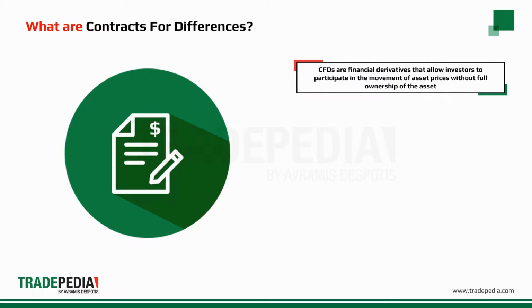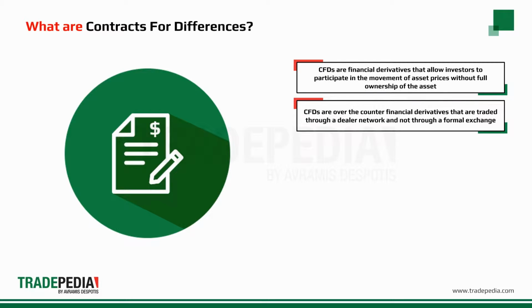Contracts for differences, also known as CFDs, are financial derivatives that allow investors to participate in the movement of asset prices without full ownership of the asset. CFDs are over-the-counter financial derivatives that are traded through a dealer network and not through a formal exchange.